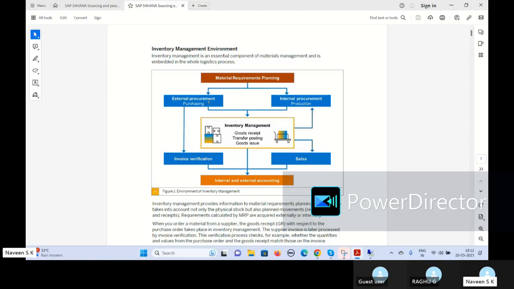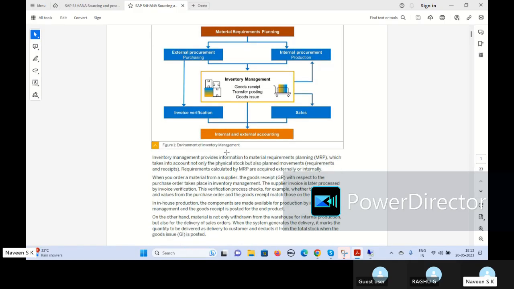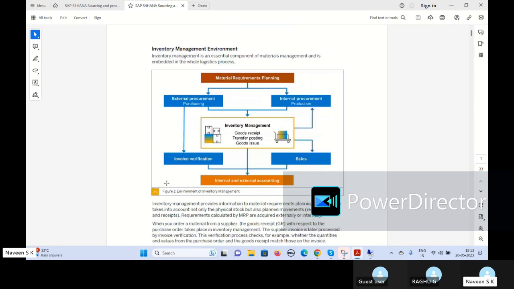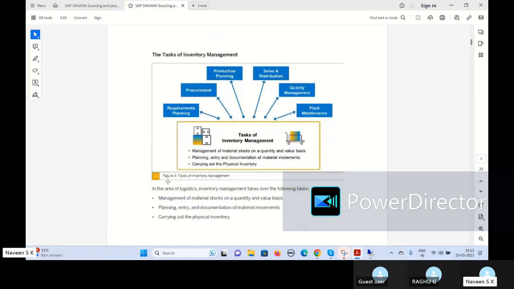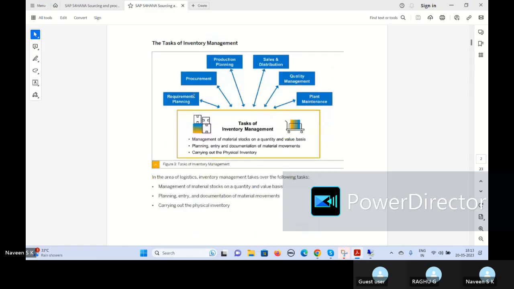It is linked to procurement, production, sales, and invoice verification. Based on availability and requirement, it also affects requirement planning. It also affects accounting, international accounting, as it is related to value. So inventory management contains all these integrated areas. What are the main tasks of inventory management?